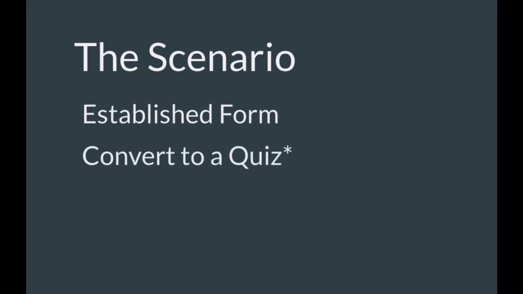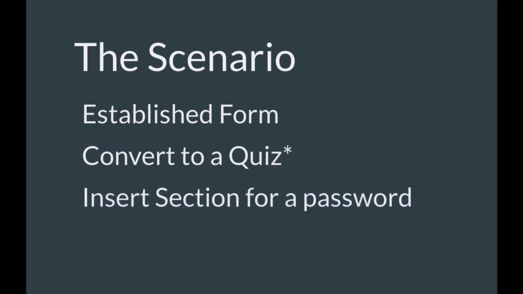Here is the scenario. You've finished your form. Then you convert it to a quiz or a test. That asterisk means that I have a separate video on how to convert a form into a quiz or a test. You should insert a section for a password if you're having a quiz or a test, and you want to make that section required. Students should be able to enter the password correctly in order to access the actual test.